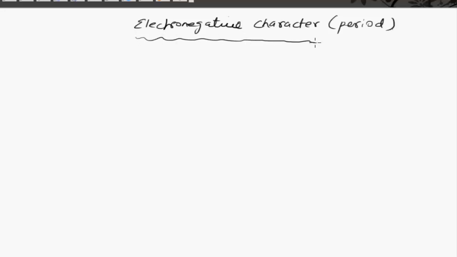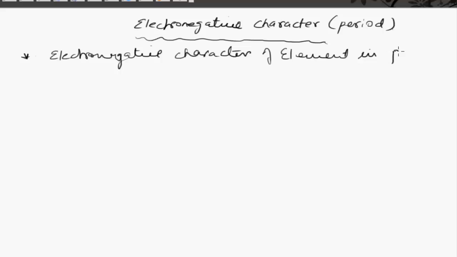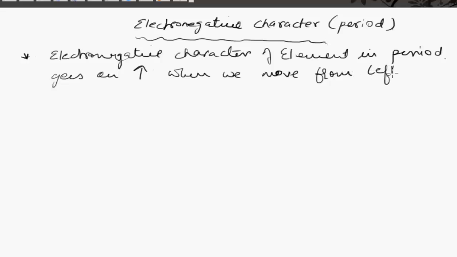So now we are discussing the electronegative character of the elements in a period, where we know that the electronegative character of the elements in a period goes on increasing when we move from left to right.